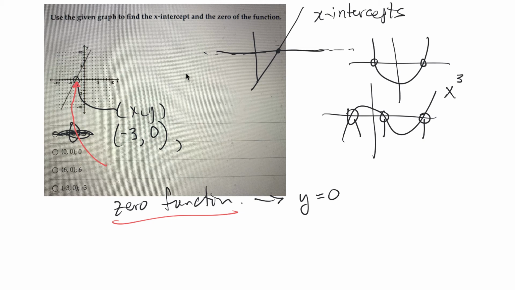But typically when we ask for a 0 of a function, we're just looking for what the x value is at that point. So the 0 of this function would just be -3. Okay, so -3, I'm going with that answer right there. It's sort of a funny thing, and we do that with quadratic functions too.